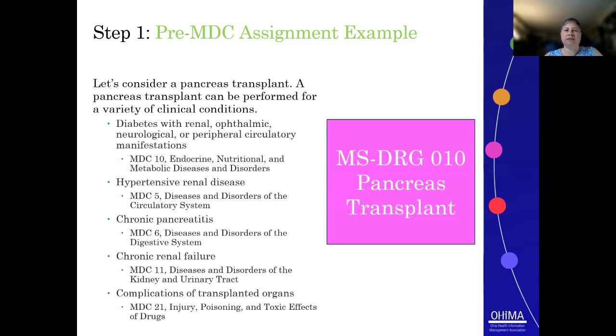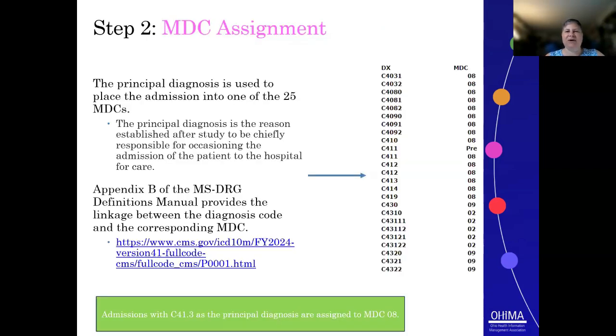Okay. And once you perform step one, once the case is assigned, let's say to MS-DRG 10, the process is over. We skip the remaining 3 steps. We just have step one for these cases. Okay, so if we don't have a pre-MDC procedure, we move to step 2, which is MDC assignment.